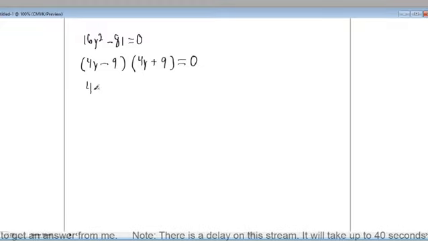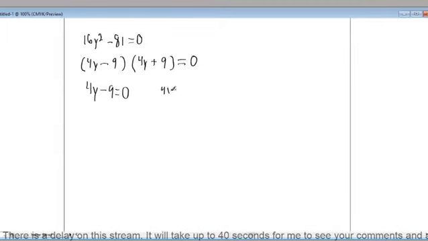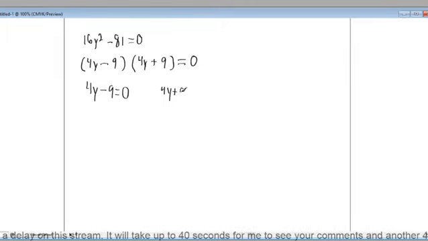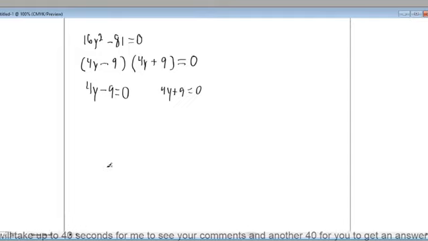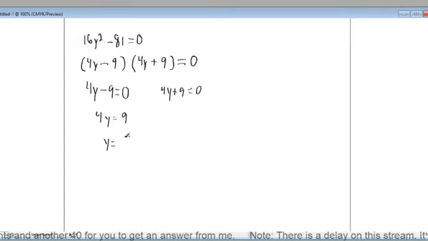So 4y minus 9 could be 0. And 4y plus 9 could be 0. And now we just need to solve. So this one, move 9 to the other side, we get 4y equals 9. Divide by 4 on both sides, we get y equals 9 over 4.